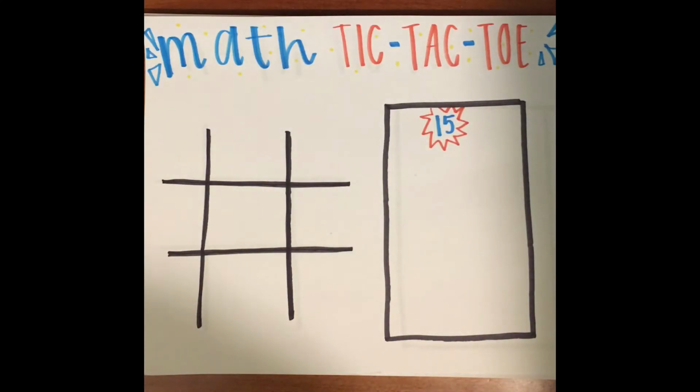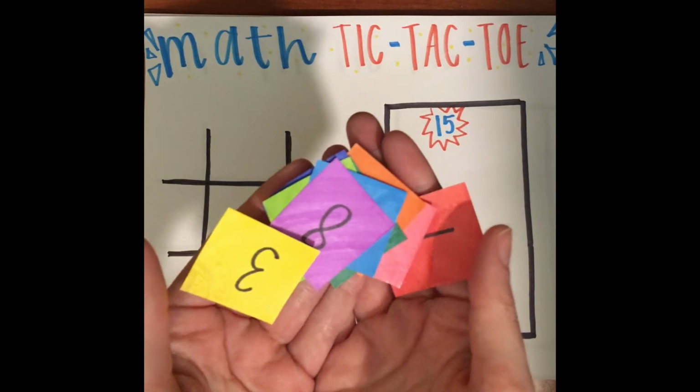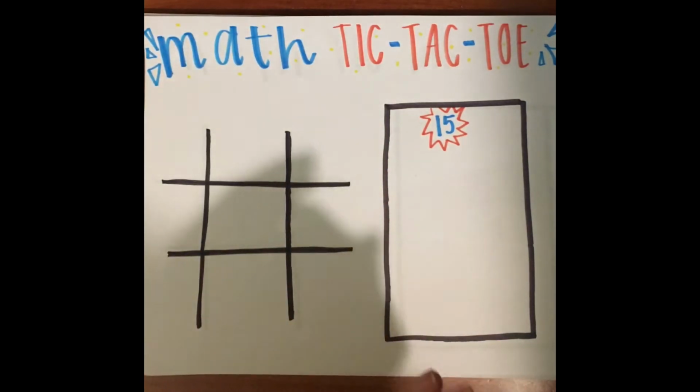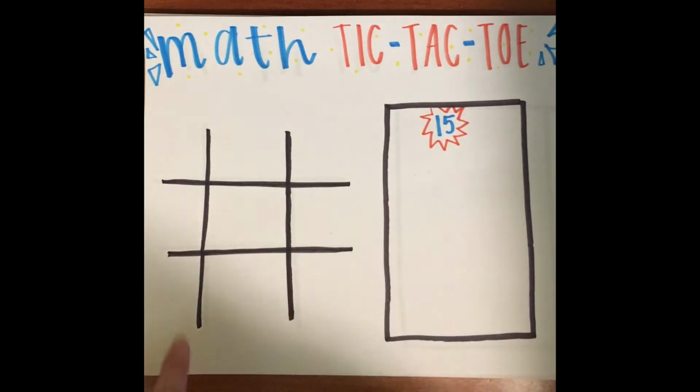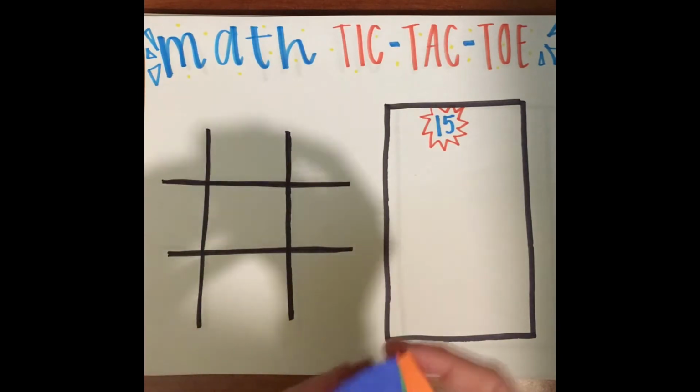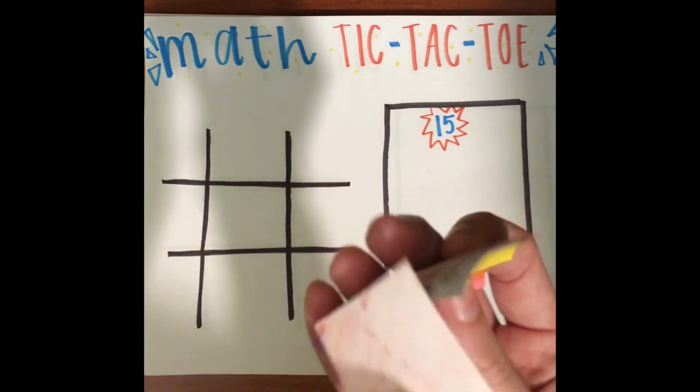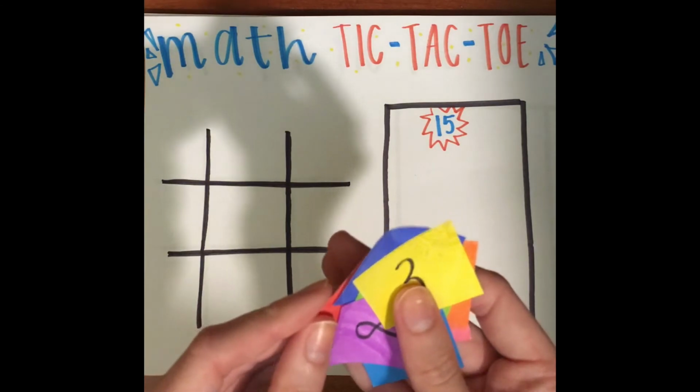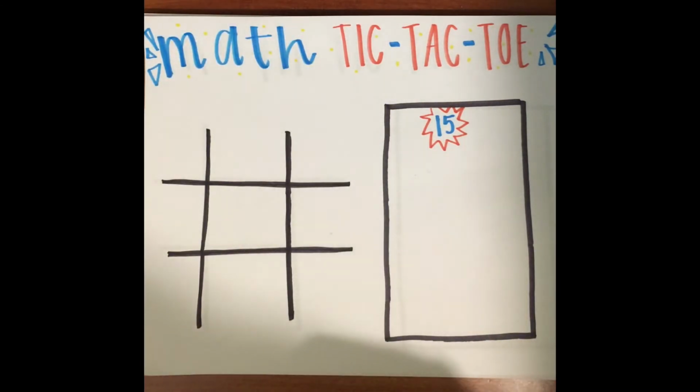So this game of math tic-tac-toe is a little bit different than your regular tic-tac-toe because instead of X's and O's, we're using numbers. And so at home you can play this game too if you just get a sheet of paper and you can draw your tic-tac-toe board, and then you can either make some number cards like I did out of paper, or you can just write them too. That works just as good.